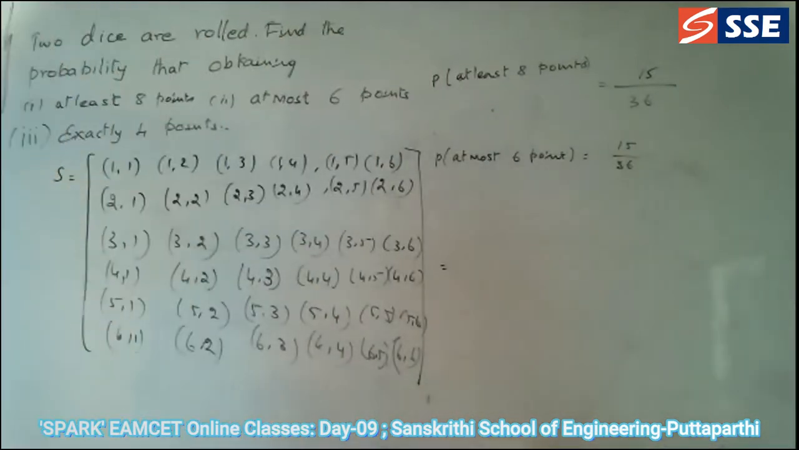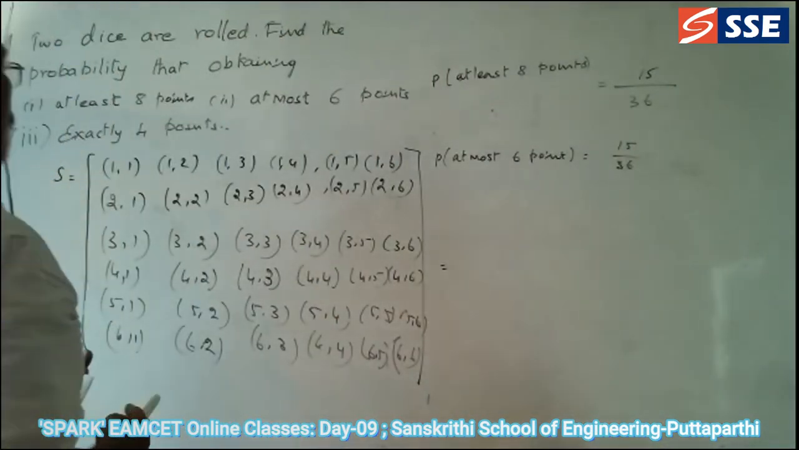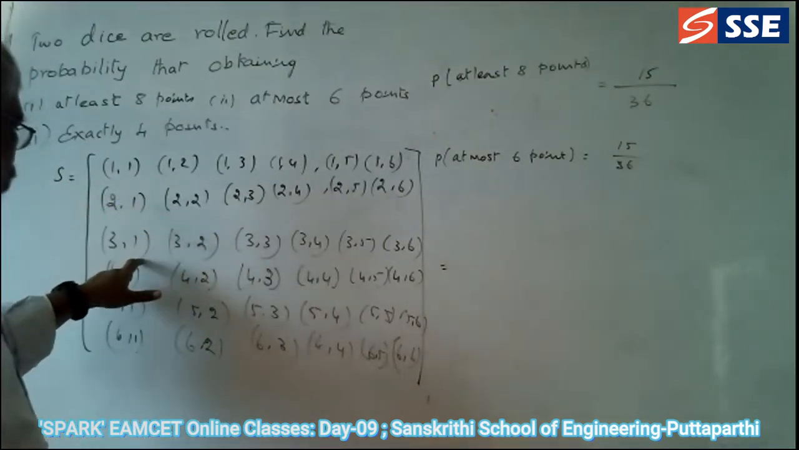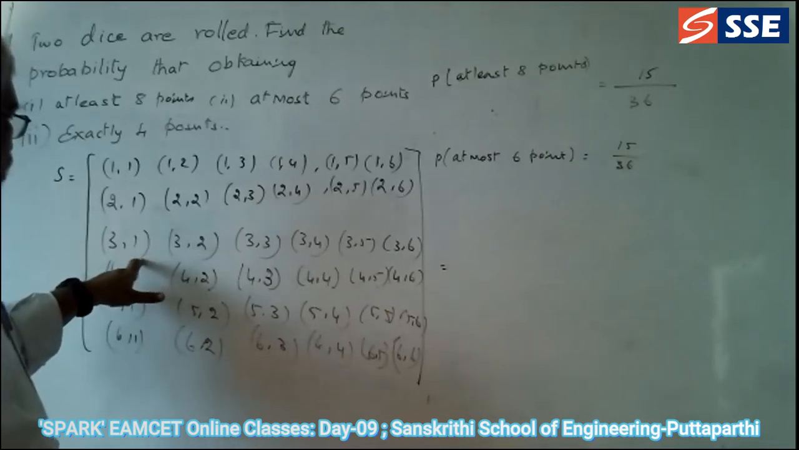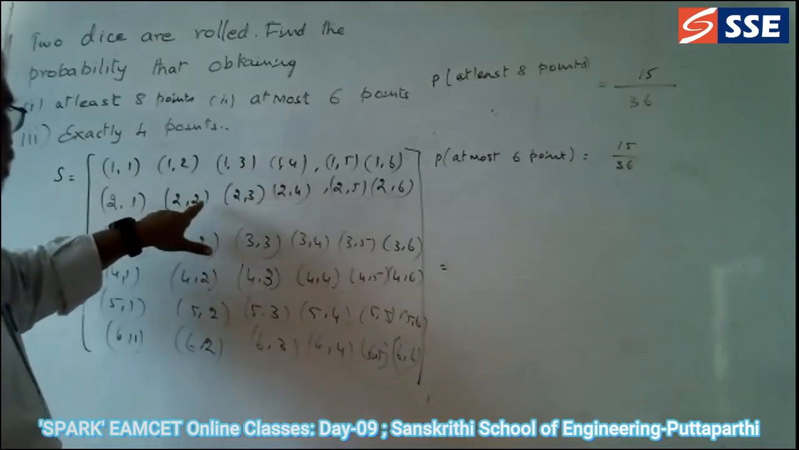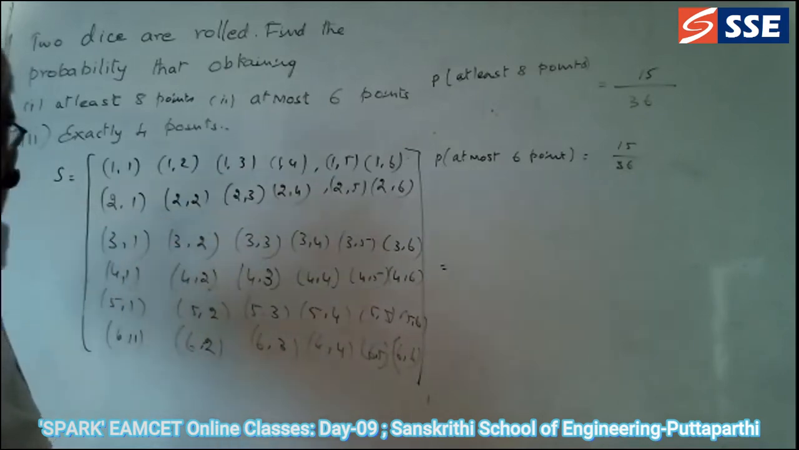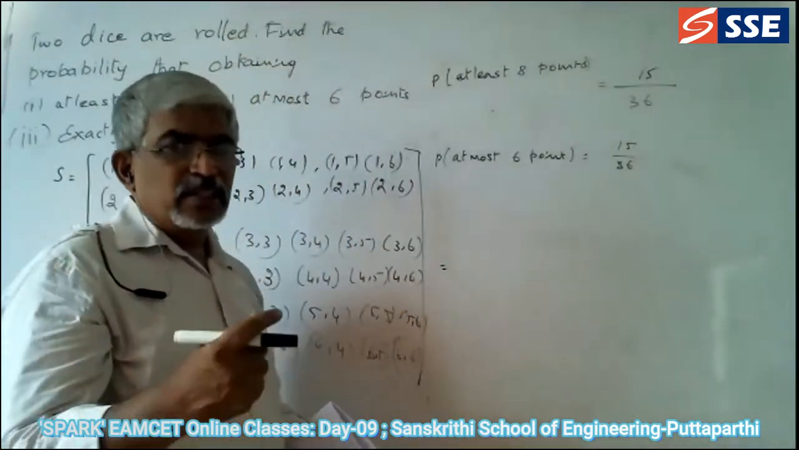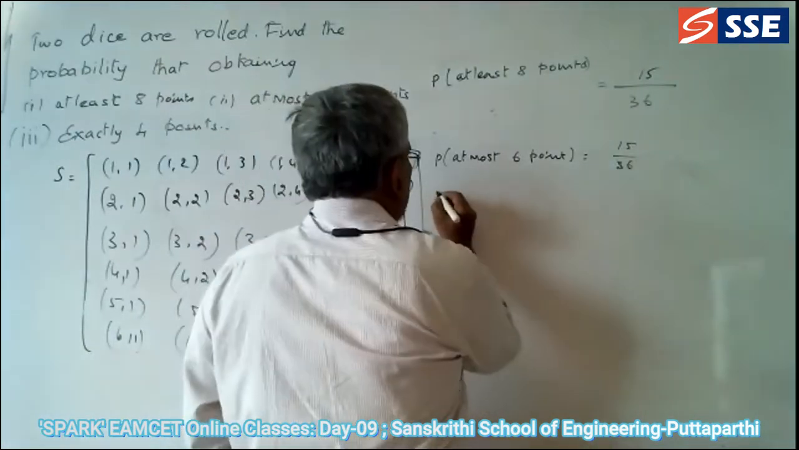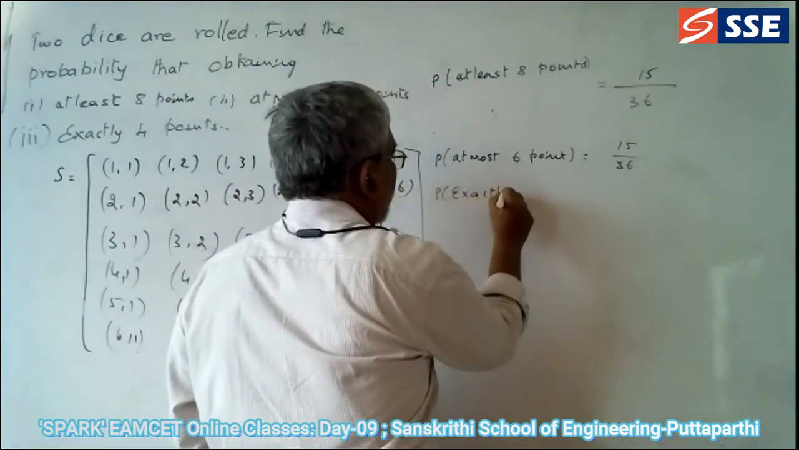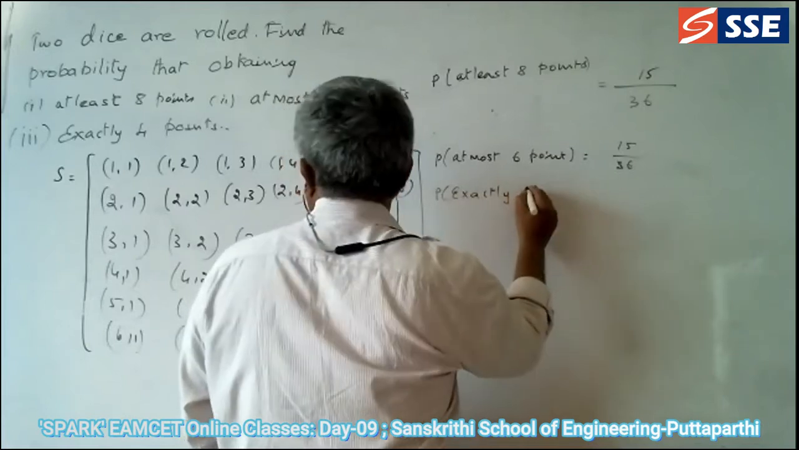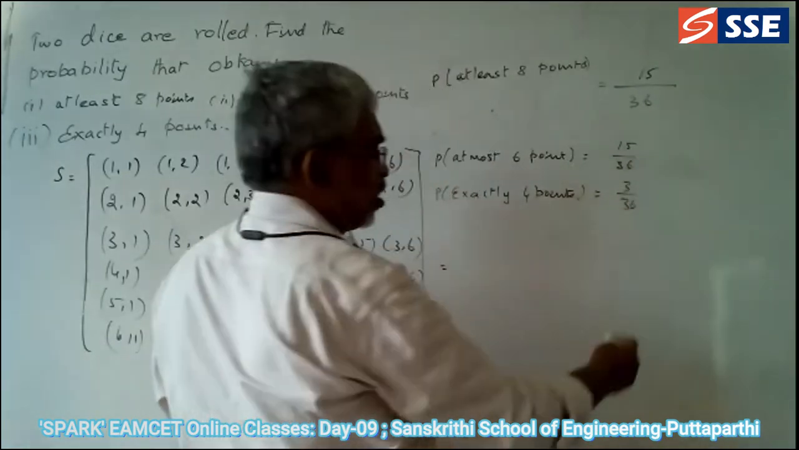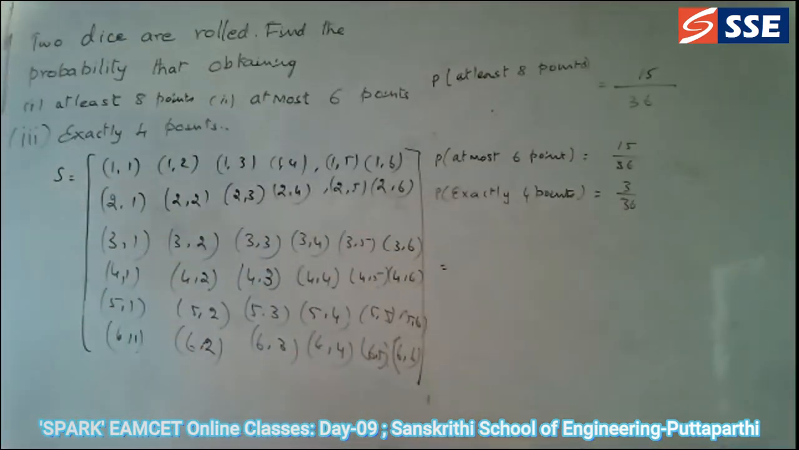Now you will have exactly 4. Exactly 4, where will it come? 1, 2 and 1, 3. 1, 2, 3, that's all. You can get exactly 4 only in 3 points. So it is 3 by 36. You have to put 3 by 36. Now the 3 by 36 you can also put as 1 by 12.